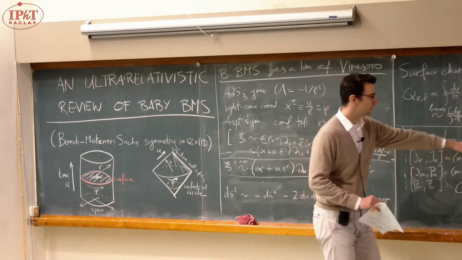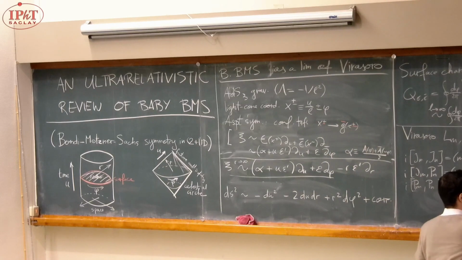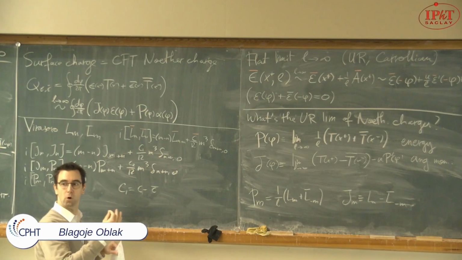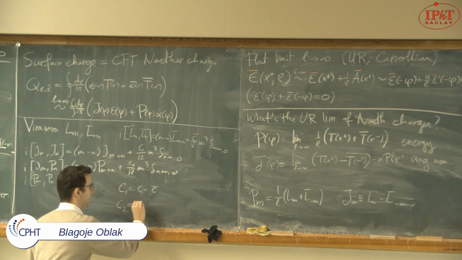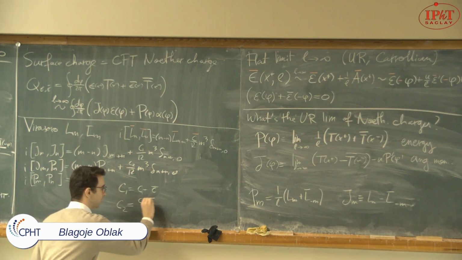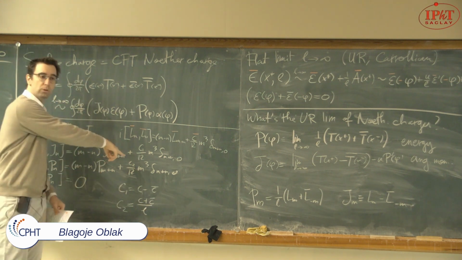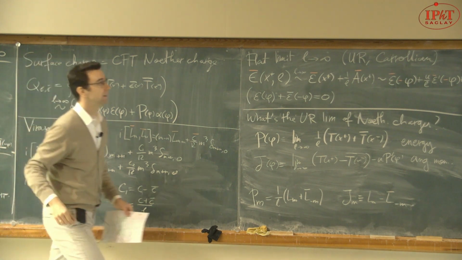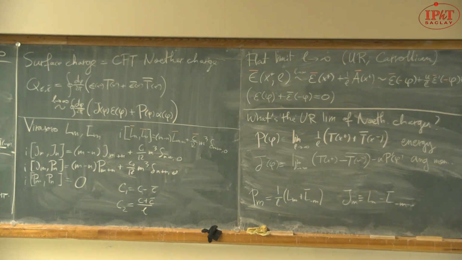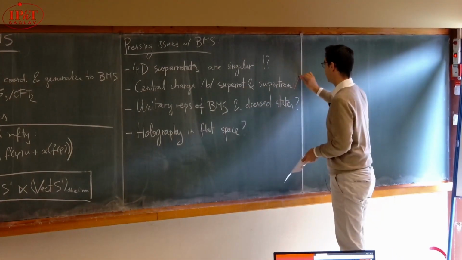I haven't told you what these central charges are, and in fact, what you find is that C1 is actually C minus C bar, which, as I said, is non-zero only in parity breaking theories, and C2 happens to be C plus C bar over L, which is dimensionful. So this is now a dimensionful central charge between super boosts and super translations. And so we have actually checked this point here.